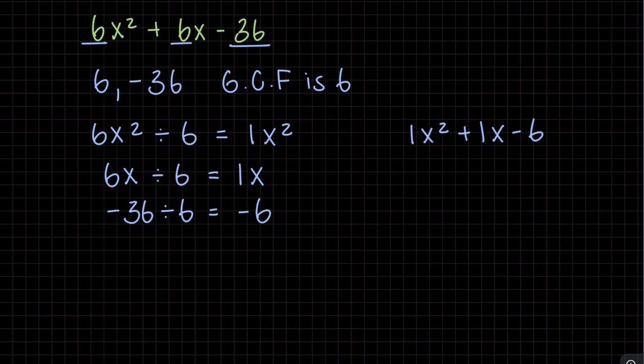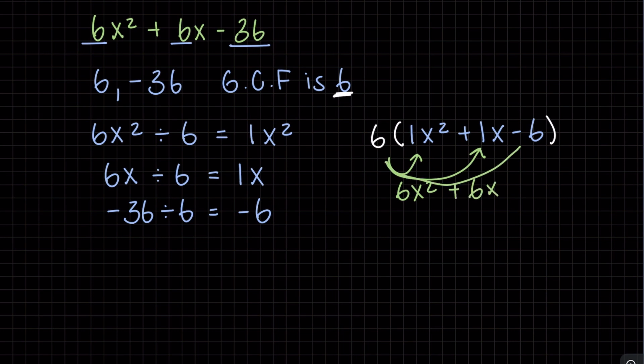Now remember, we factored out this 6 because we found that that was the greatest common factor here. So this 6 should come on the outside. And when we distribute it, 6 times 1x squared is 6x squared. We do 6 times 1x, that gives us 6x. And if we do 6 times negative 6, we get negative 36.